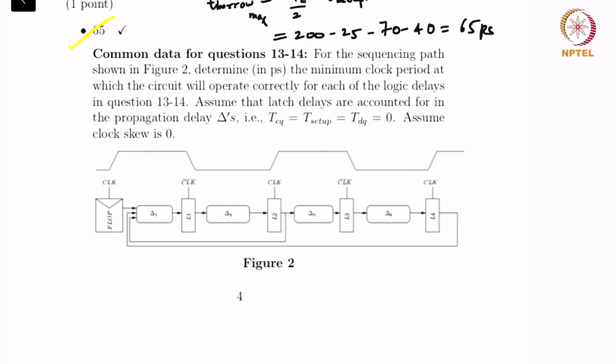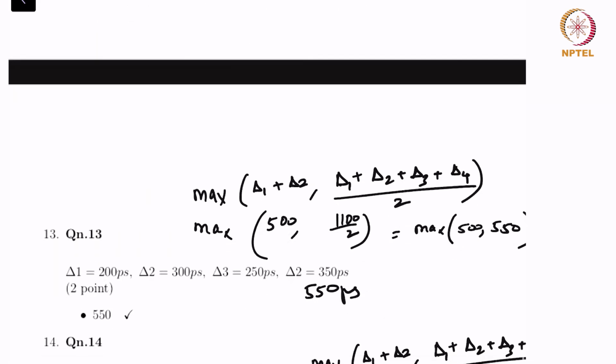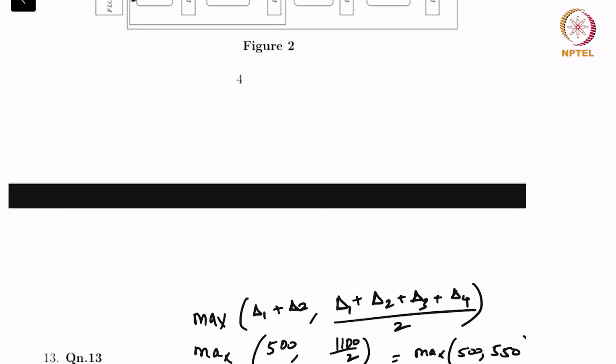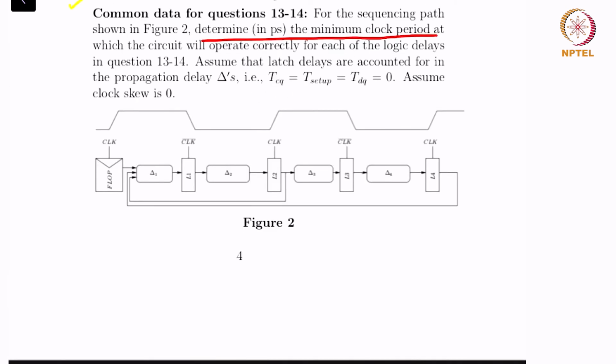Moving on to questions 13 and 14. For the sequencing path shown in figure 2, determine the minimum clock period at which the circuit will operate correctly for each of the logics. Assume that latch delays are accounted for in the propagation. So delta 1 is equal to so much. So how do we find out this, right?